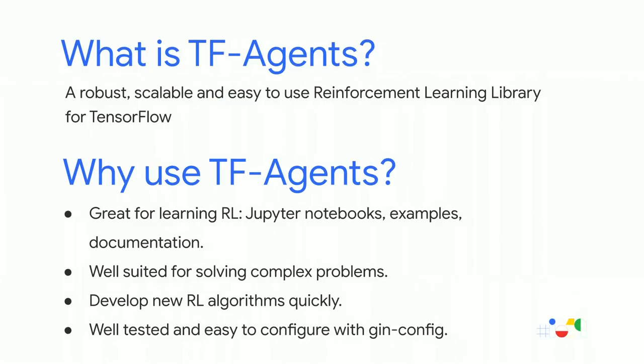Now let me switch a little bit to TF-Agents and what it is. The main idea of TF-Agents is that doing reinforcement learning is not very easy, it requires a lot of tools and a lot of things that you need to build on your own. So we built this library that we use at Google and we open sourced, so all of you can use it, to make reinforcement learning a lot easier to use. We make it very robust, scalable, and good for beginners. If you are new to RL, we have a lot of notebooks, examples, and documentation that you can start working on, and also for complex problems. You can apply it to real, complex problems and use it for realistic cases. For people who want to create their own algorithm, we also make it easy to add new algorithms. It's well tested and easy to configure.